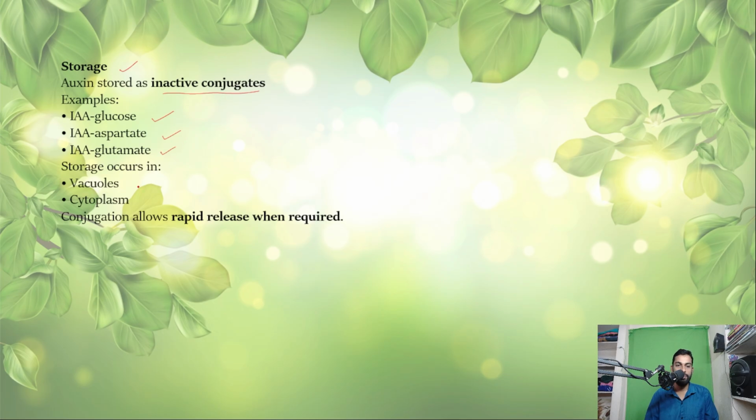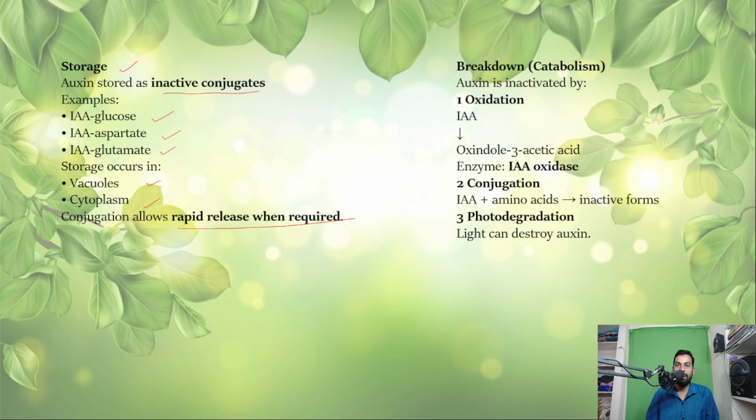The storage occurs in vacuoles and cytoplasm. So this conjugation is helpful for rapid release when required. Okay. If the hormone is required by the plant, then it will be rapidly released if it is in conjugated form. If this hormone is no longer helpful, then it should be inactivated. So let us see how that happens.